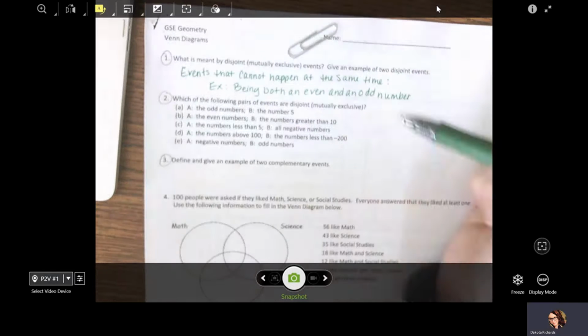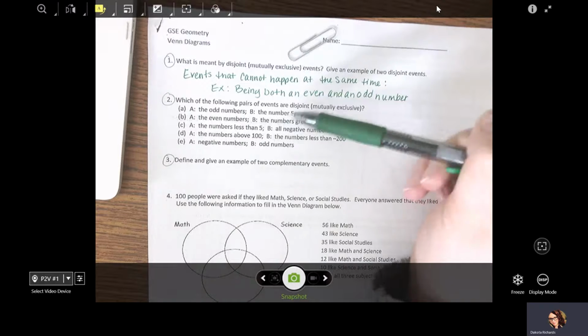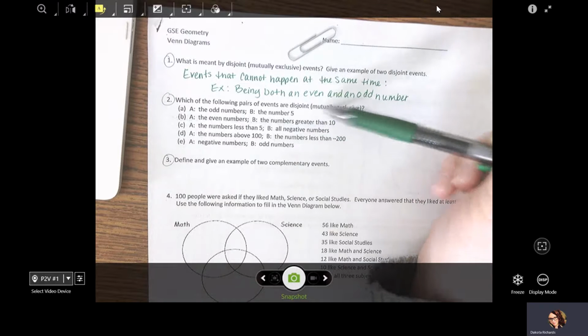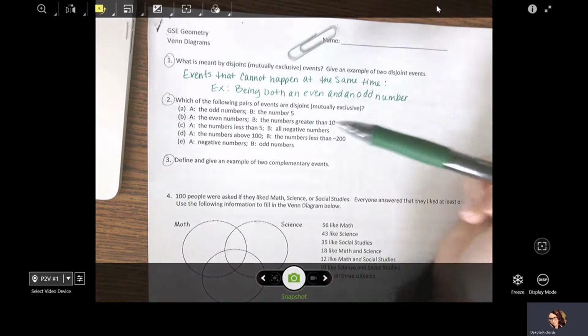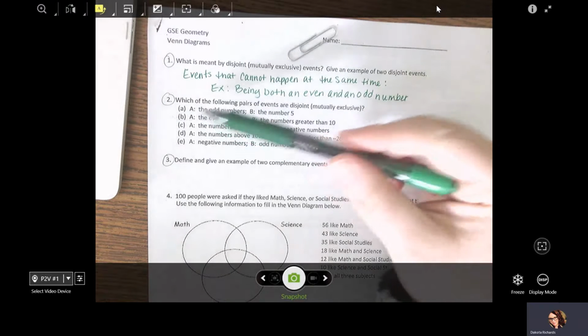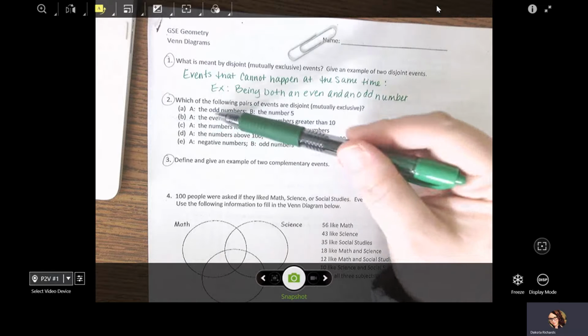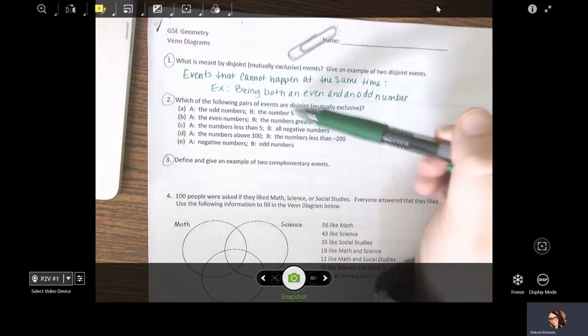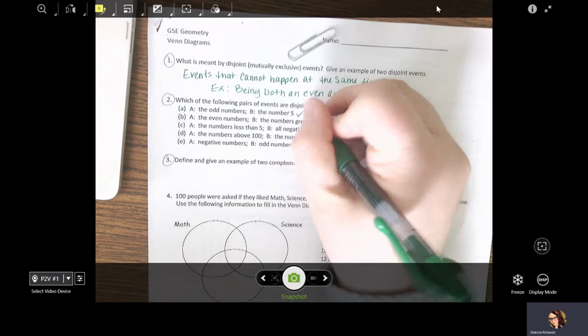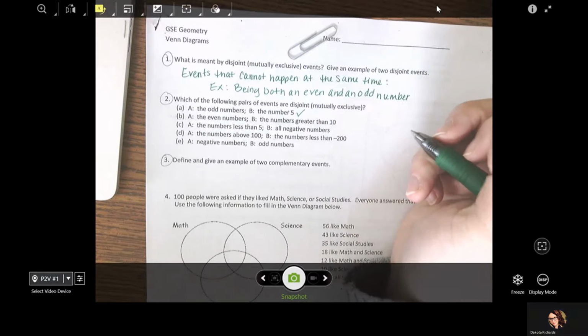Okay, number 2, which of the following pairs of events are disjoint, meaning they are mutually exclusive, they cannot happen at the same time? Let's see. A. So event A represents odd numbers, event B, the number 5. Well, is the number 5 an odd number? Yes, so that can happen. So that would not be disjoint.